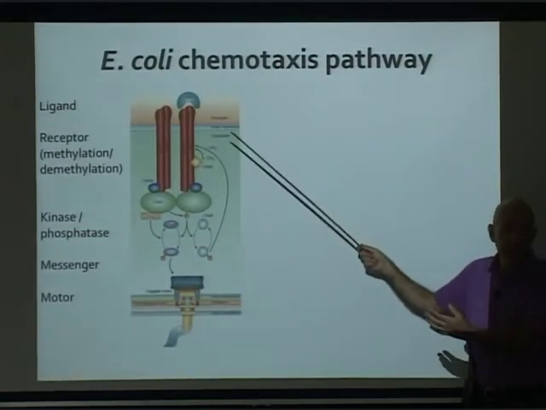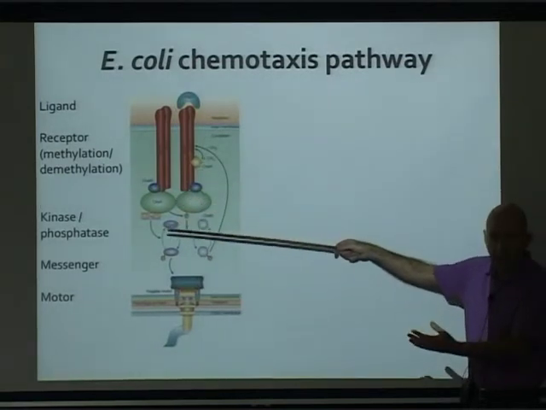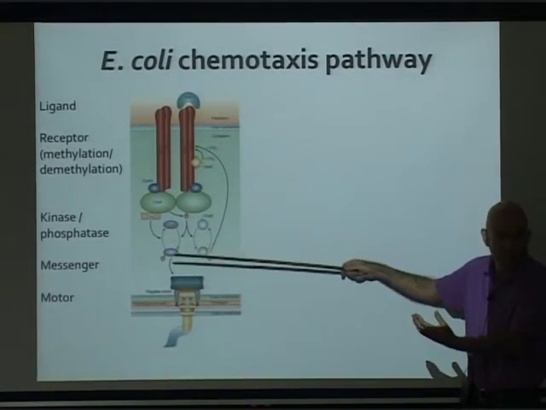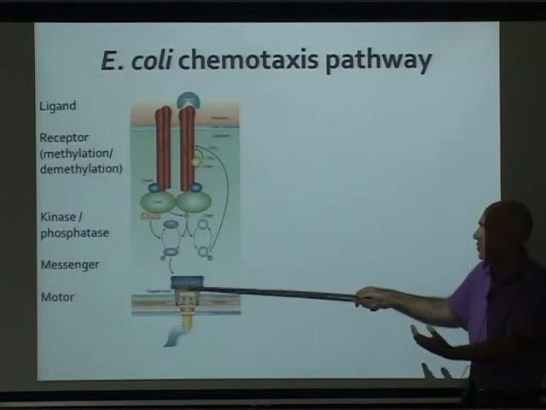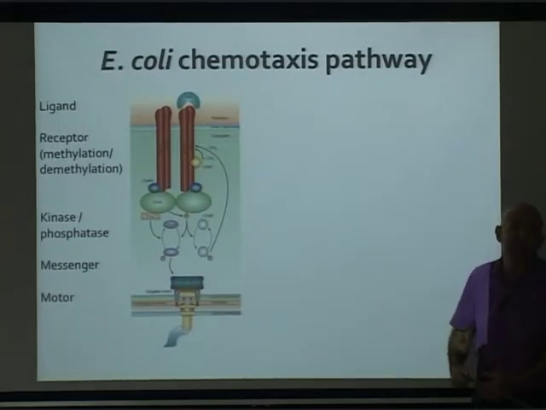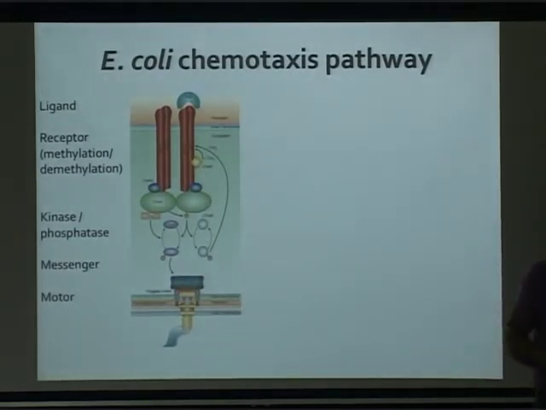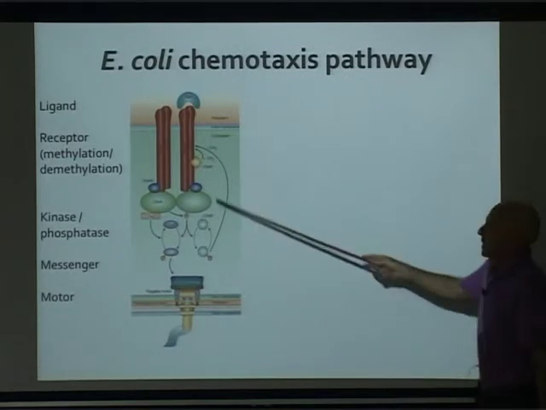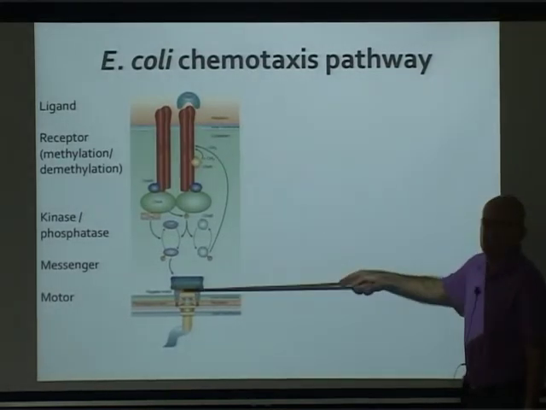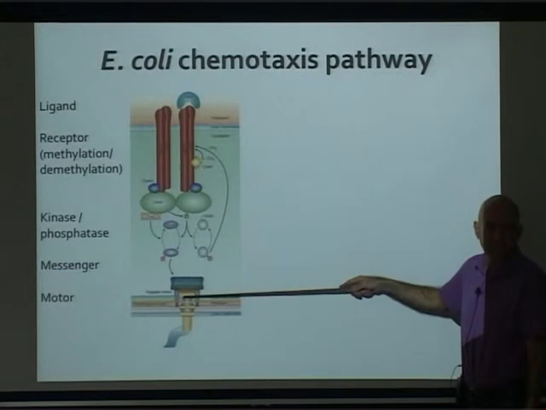So when an attractant comes, the level of phosphorylation goes down, the number of these shuttle molecules phosphorylated goes down, and the signal for tumbling goes down, which means that you go straight. Right? Everything is in the negative, but the effective result of attractant is that you go straight. So this is the sort of forward signaling from the signal to the motor.